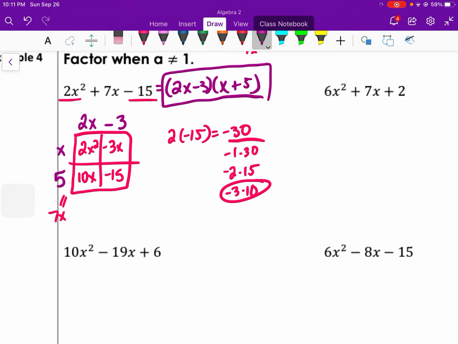So I'm just reversing the multiplication. If you use the box to multiply, then using the box to factor makes a lot of sense because it's the reverse, and you can check your answer as well.